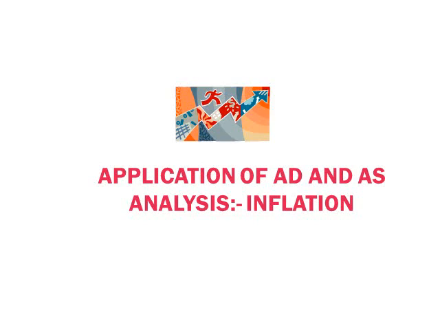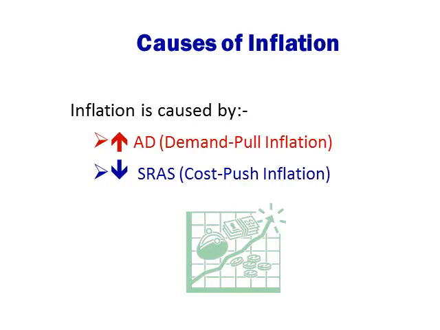Now, we take a look at how inflation is being reflected on the AD-AS diagram. There are two types of inflation that can be illustrated by the AD-AS diagram. One is called demand pull inflation. One is called cost push inflation. Demand pull inflation, as you can see here, the underlying cause is an increase in AD. Cost push, the underlying cause is a fall in SRAS. Both of these are different types of inflation, and you must be very clear what they are.